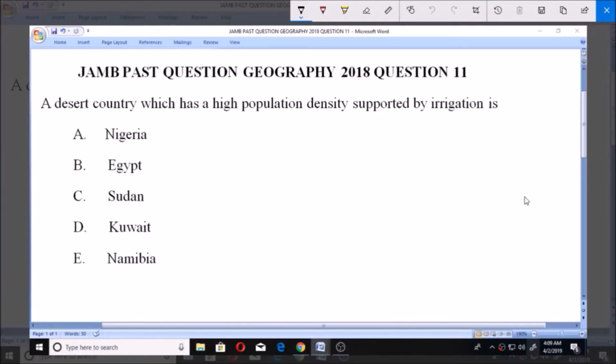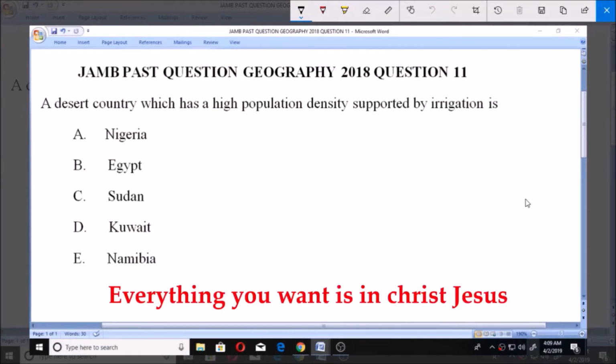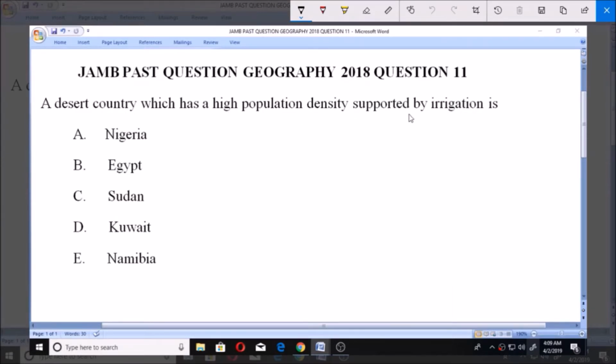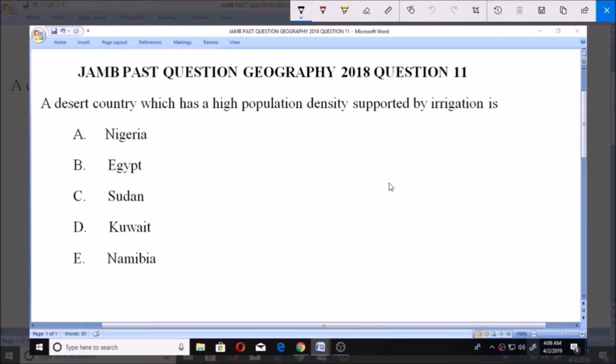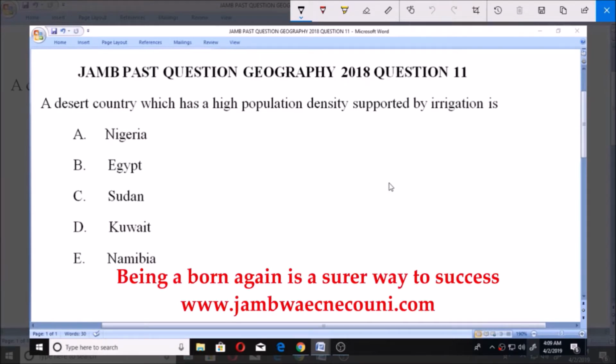Welcome. Let's look at the JAMB past questions, Geography 2018, question number 11. A desert country which has a high population density supported by irrigation is A. Nigeria, B. Egypt, C. Sudan, D. Kuwait, E. Namibia. Now, the desert country which has high population density supported by irrigation is Egypt.